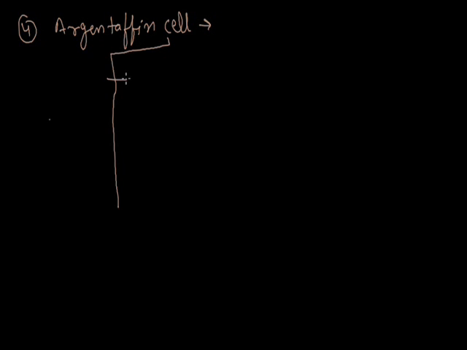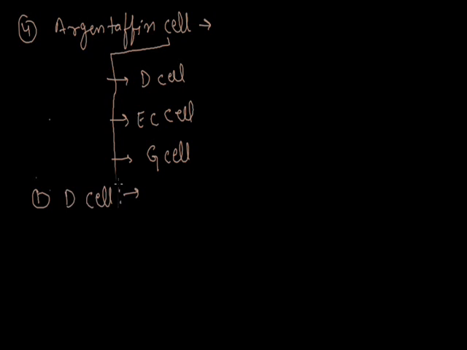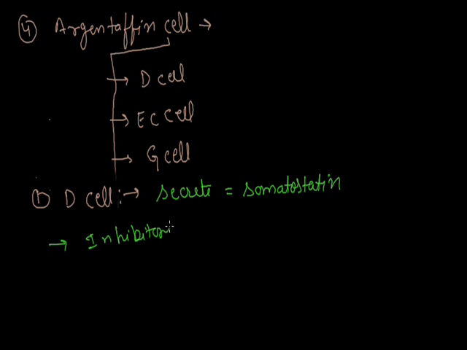The fourth type is the argentaffin cell. Types of argentaffin cell are the D cell, EC cell and G cell. First is the D cell. It secretes somatostatin. It shows an inhibitory effect on the gastric gland.